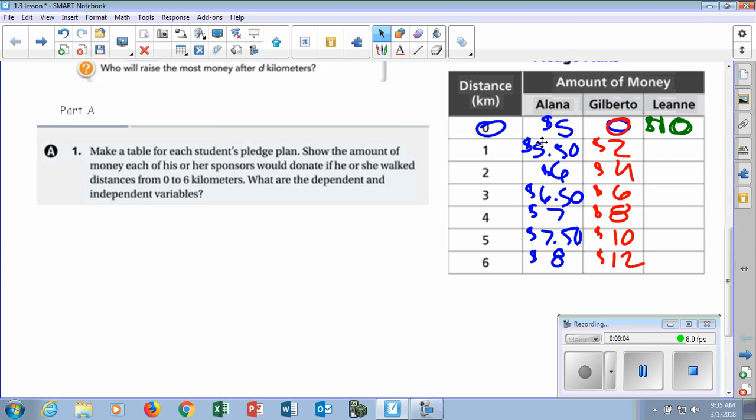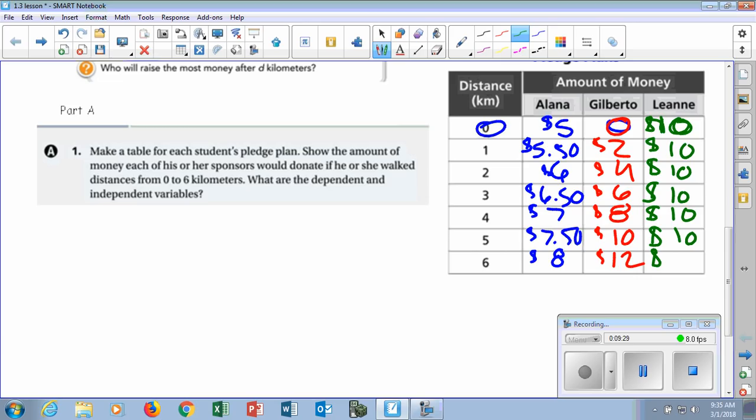Good job. And then lastly, let's look at Leanne's. Leanne's is a little tricky. Lily. So it says Leanne's sponsors will donate $10 regardless of how far she walks. Regardless of how far she walks, they will donate $10. So for 1, it's 10. For 2, it's 10. For 3, it's 10. For 4, it's 10. For 5, it's 10. For 6, it's 10. It is all 10. Because, like Lily said, regardless of how far they walk, whether it's 1 kilometer, 0 kilometers, 6 kilometers, no matter what, it's always 10. Any questions as to how or why that is?